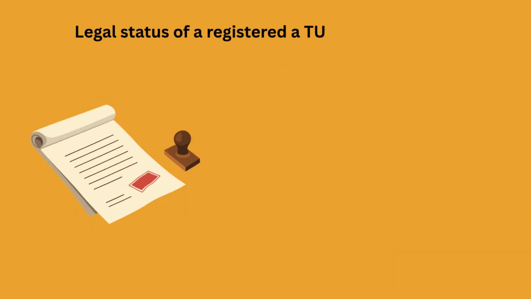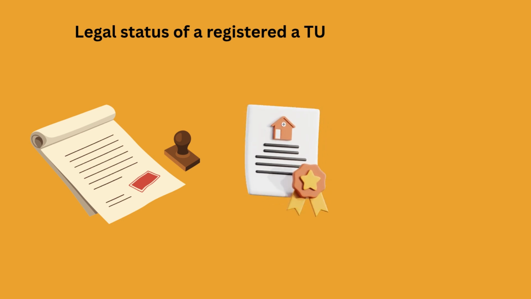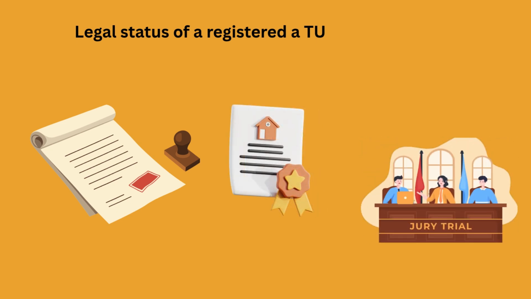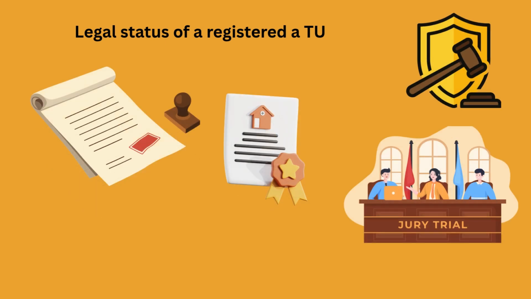Every registered trade union is a legal entity that has a perpetual succession and a common seal. It has power to acquire and hold both movable and immovable property. It can sue and be sued under its registered name. And no civil suit or legal proceedings can be taken against a TU in certain cases.